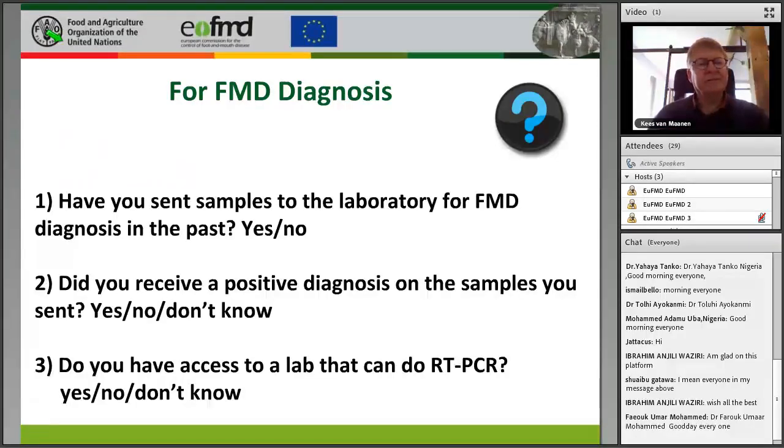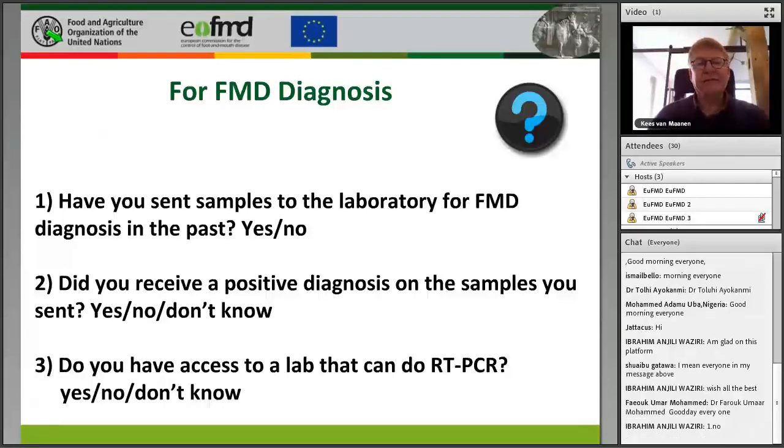But I have some questions for you. The first is, have you sent samples to the laboratory for FMD diagnosis in the past? The second question is, did you receive a positive diagnosis on the samples you sent, which is encouraging, of course. And do you have access to a lab that can do real-time PCR or conventional PCR? Let's say a lab that can do PCR.